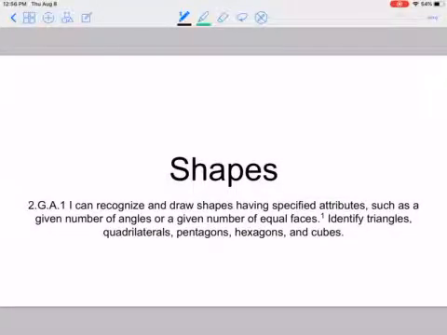Hey everyone, today we are going to be learning about shapes and their attributes. So I'm going to read our learning target for us. It is 2.G.A.1 and it says, I can recognize and draw shapes having specified attributes such as a given number of angles or a given number of equal faces. Identify triangles, quadrilaterals, pentagons, hexagons, and cubes. So we are going to talk about all of these.